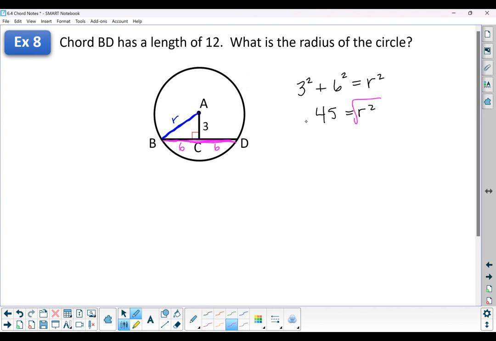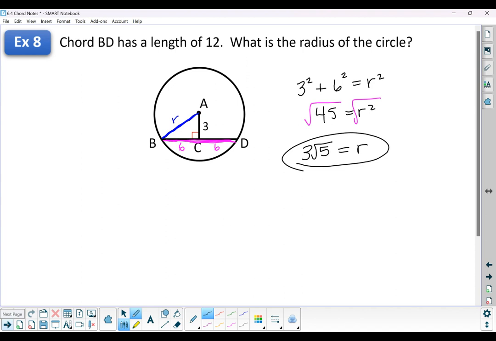And so now if I square root to get my answer, I end up with 3 root 5 is the radius. We don't use a plus or minus symbol here because we're talking about the length of the radius of the circle, so that is going to be a positive value. And so we have our answer, 3 root 5 is our radius.